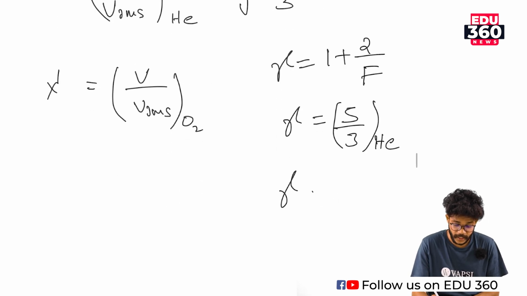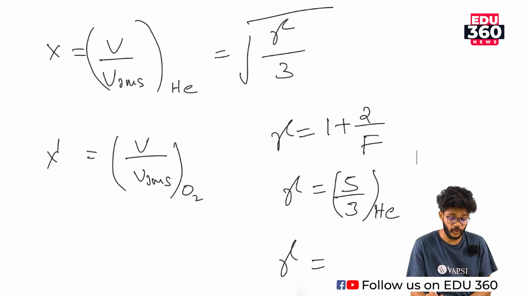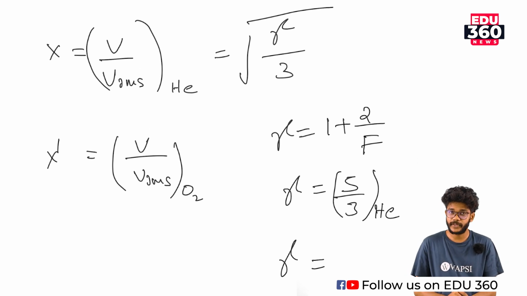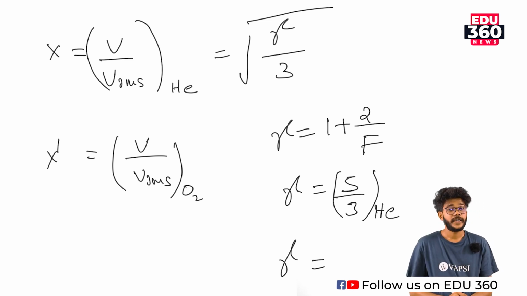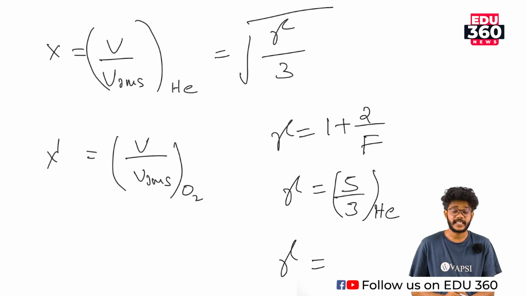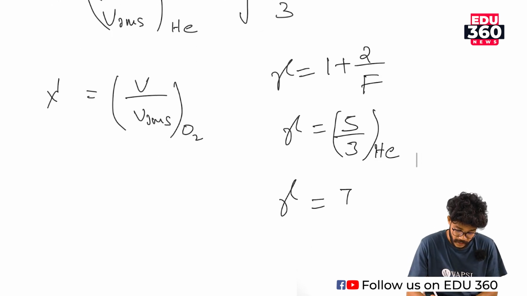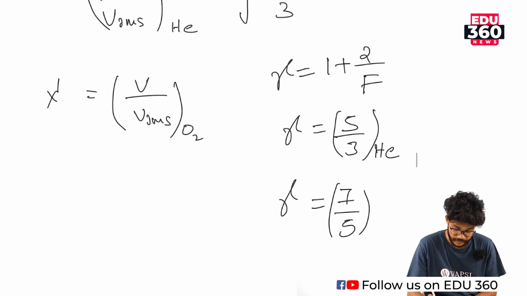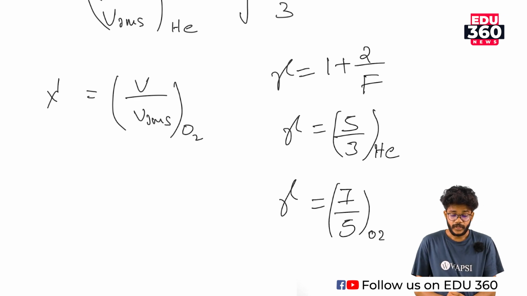And what is gamma for O2? Oxygen is diatomic and it is rigid. So degrees of freedom is 5. So F is 5. 2 by 5 plus 1 is 7 by 5. So gamma is 7 by 5 for O2.